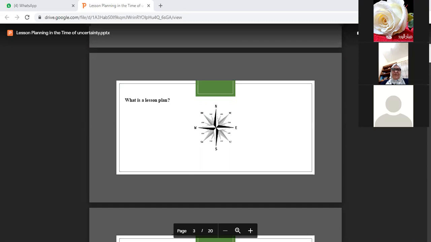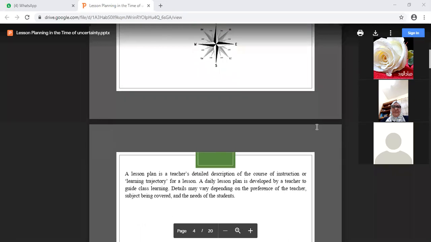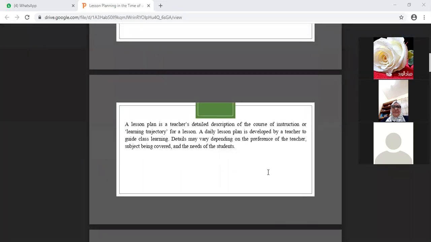It's a roadmap. So for us, a lesson plan is a detailed description of the course instruction or learning trajectory for a lesson. A daily lesson plan is developed by a teacher to guide class learning. Details may vary depending on the preference of the teacher, subject being covered and the needs of the students. So through this very simple definition, can you define the term lesson planning?